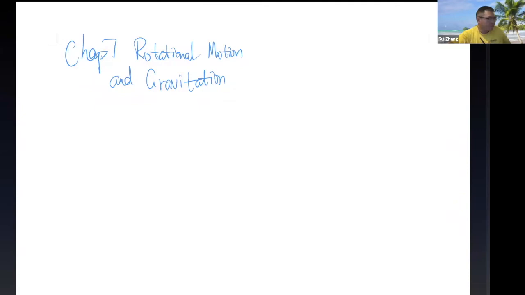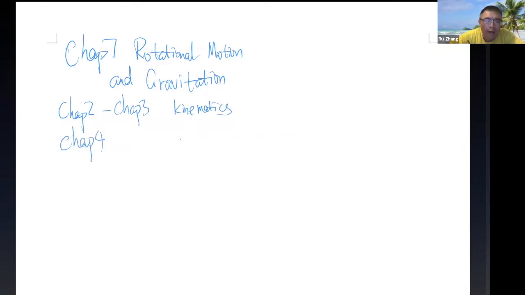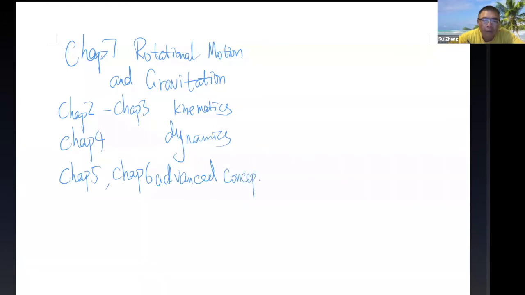Okay, so what is the topic here? Again, remember we're doing mechanics, and pretty much from chapter 2 to chapter 3 we did kinematics, and chapter 4 basically is Newton's law, which is dynamics, and then we did chapter 5 and chapter 6. These are basically advanced concepts, like energy and momentum.